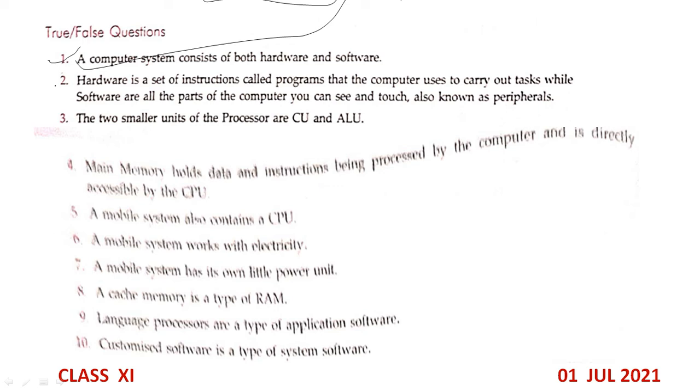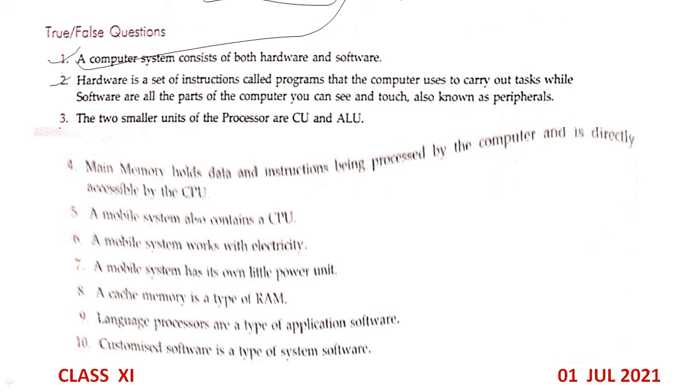Next, hardware is a set of instructions called programs that the computer uses to carry out tasks, while software is all the parts of a computer you can see and touch, also known as peripherals. The definitions of hardware and software are given in a reverse way here. Actually, hardware is the parts of the computer, whereas software is instructions called programs. So this is totally false.